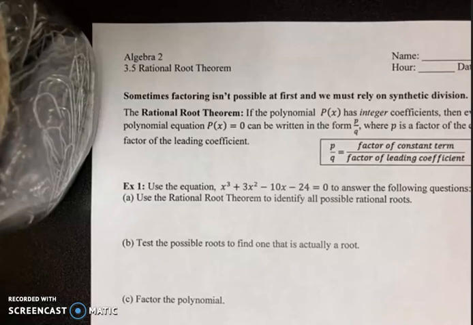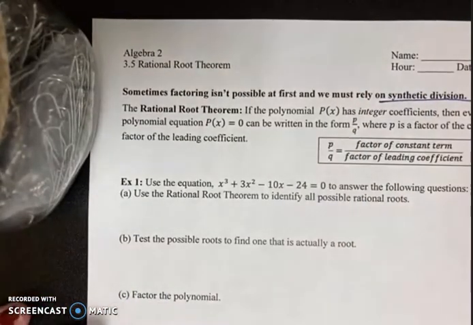We are now going to be taking a look at what is called the rational root theorem. We use this when a polynomial function cannot be factored. And we've learned before in the quadratics unit that not all quadratics were factorable. We had to use completing the square or the quadratic formula. Here, when something is not factorable, we're going to have to use synthetic division.